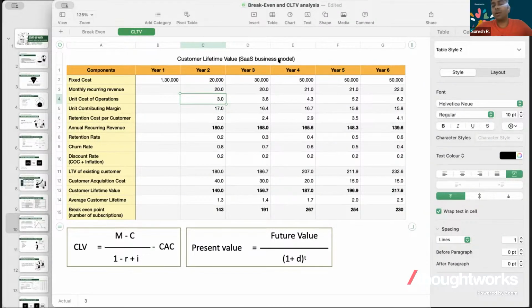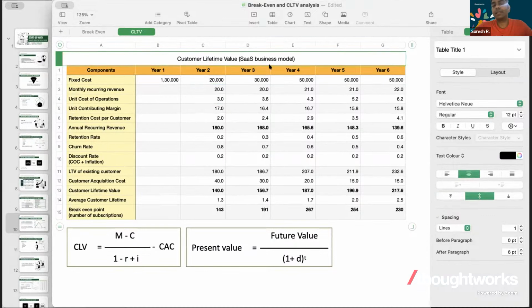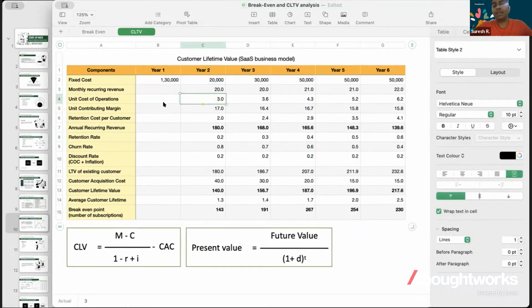So I have taken this on a SaaS business model basis. That's the reason you see unit cost of operations as 3, because I'm not going to have any physical person walking to the doorstep of the customer. They're just going to subscribe at $20. So probably I'll take the SaaS business model itself. It'll be much easier for explanation and also for understanding.